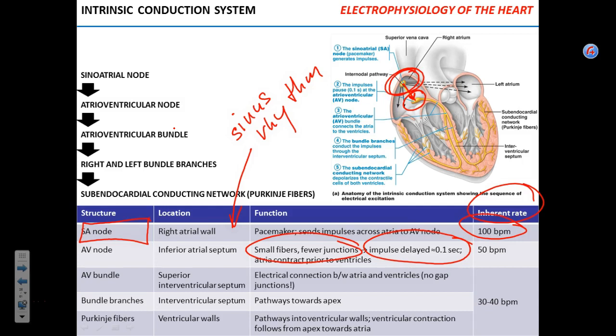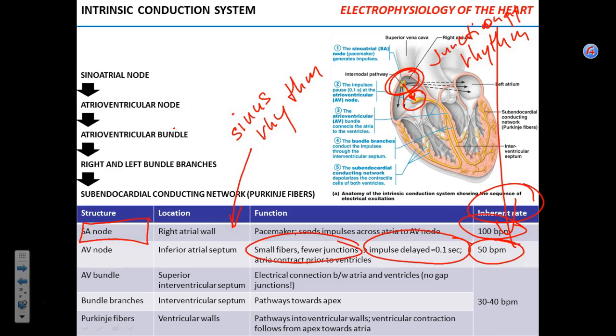Now, AV node has its own intrinsic rate. Remember, all those nodes and fibers are essentially pacemaker cells. Now, AV node has inherent rate of 50 beats per minute, and this is called junctional rate. Okay, from the word junction.